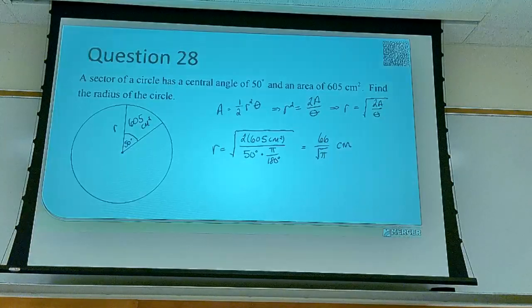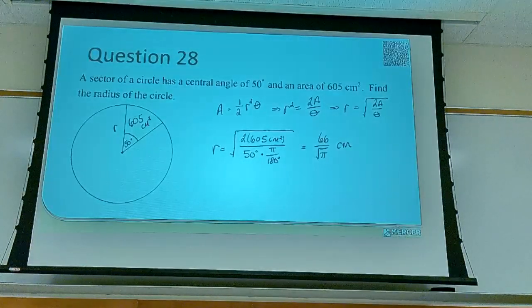I think it's 66. Because I did the 2 times the 605 first, and I got 1,210. And then times that by 180. And then divide by 50. Because remember that 180 is in the denominator, which means it moves up to the numerator. So you flip the denominator and then multiply. So 2 times 605 times 180, all over 50.